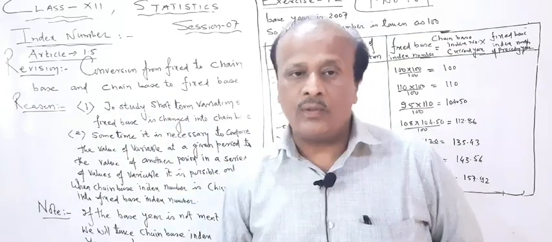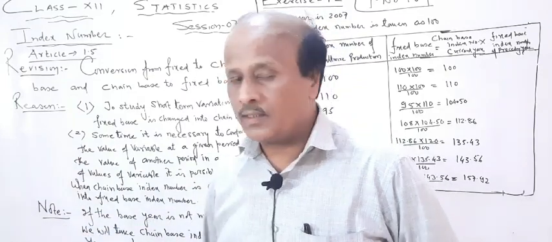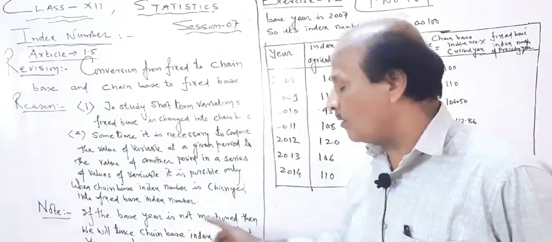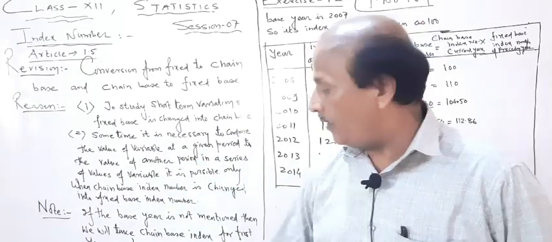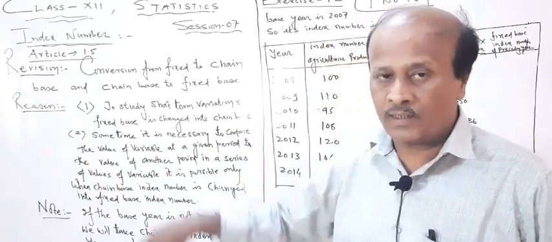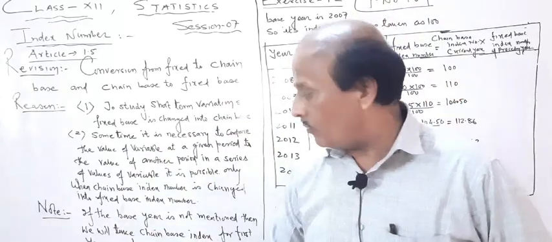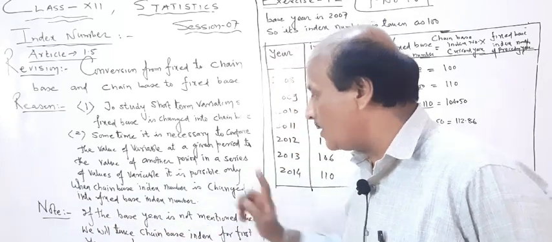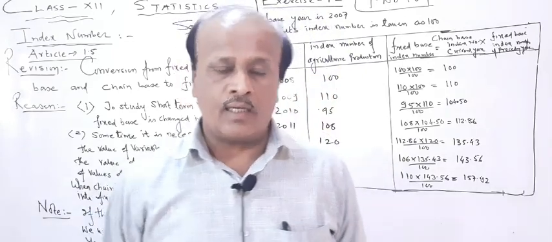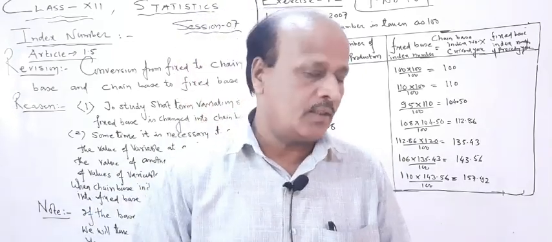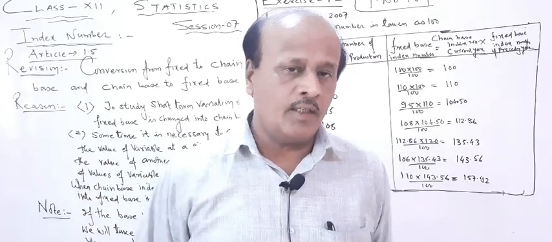One very important note is given just under this reason. That note is, if the base year or the base year's value is not mentioned, and then you are asked to find the fixed base index number or chain base index number, then what is given in that note? If the base year is not mentioned, then we will take the chain base index number for the first year as 100. That we did in one of the examples last time, and today we are going to do the same thing in one of the questions.